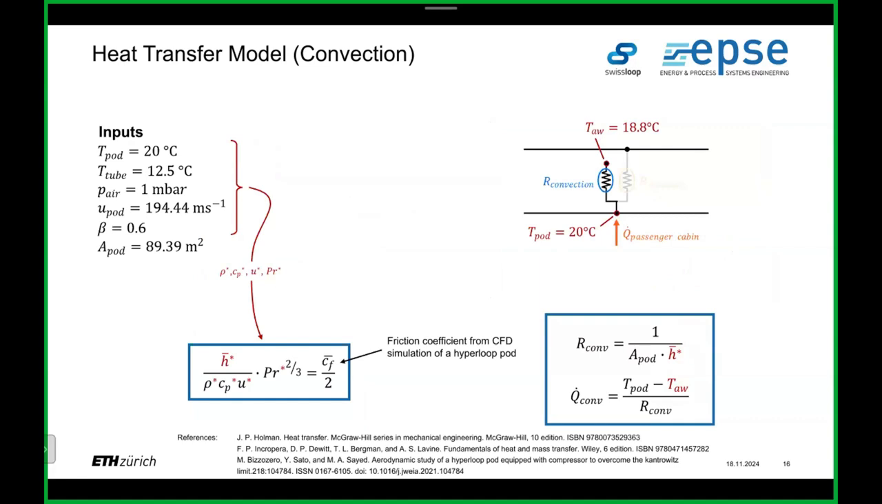I will not go into details of the calculation of the adiabatic wall temperature and the heat transfer coefficient, but I can say that for the heat transfer coefficient I used this correlation of friction and heat transfer, because for the friction coefficient, I got this value from a CFD simulation of a Hyperloop pod, and so I thought this would lead to a more accurate calculation.